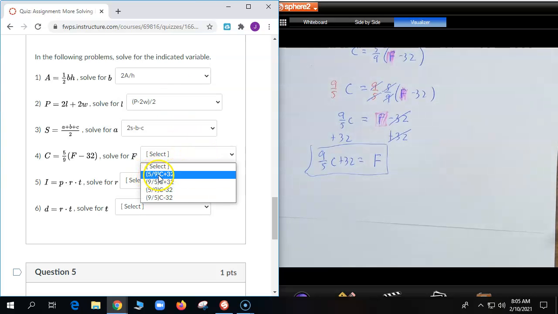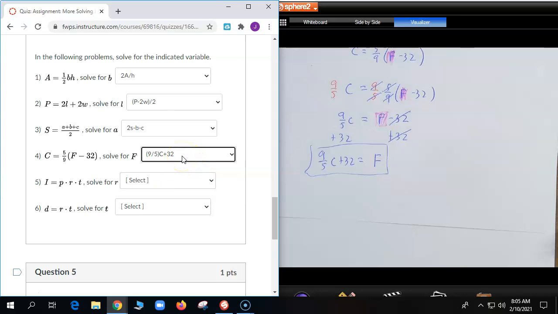Basically, this little parentheses here means do the fraction. This is 5/9. This is 9/5. So we're looking for 9/5 C plus 32, right? We're looking for this, and the correct answer is going to be this one. So that's the right answer there, okay?